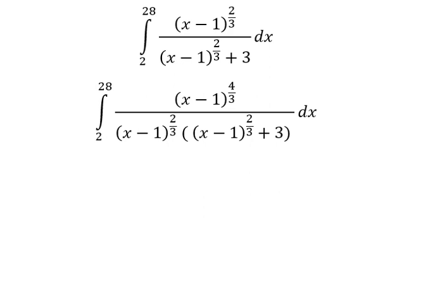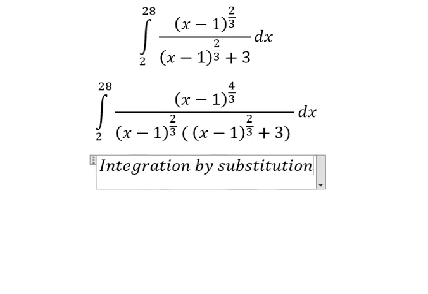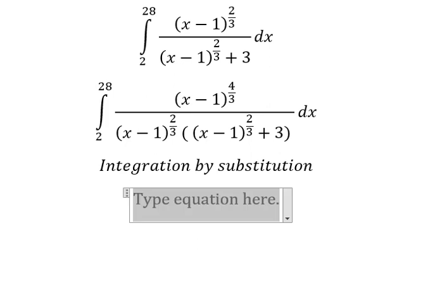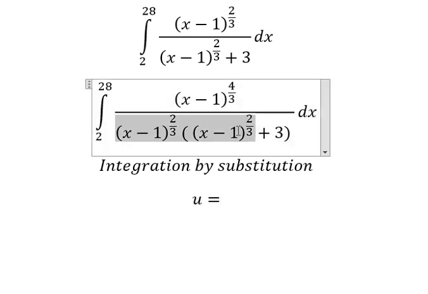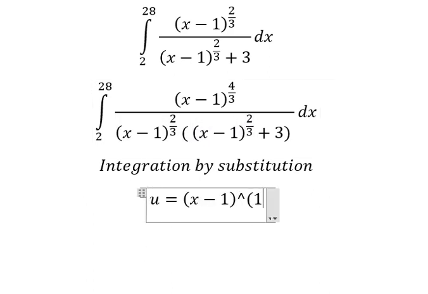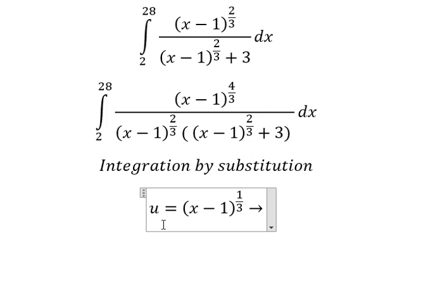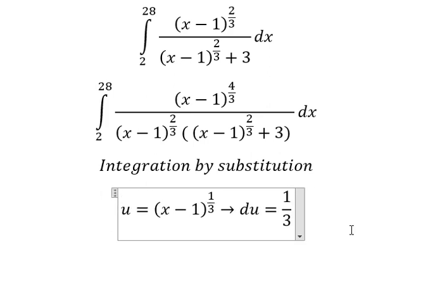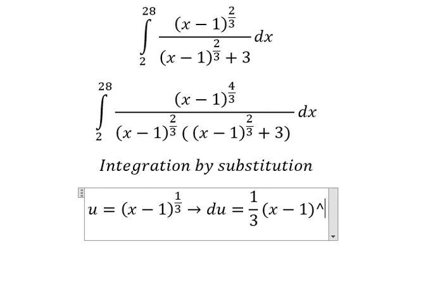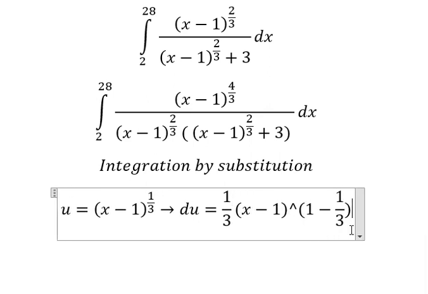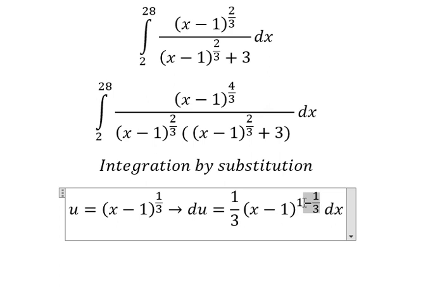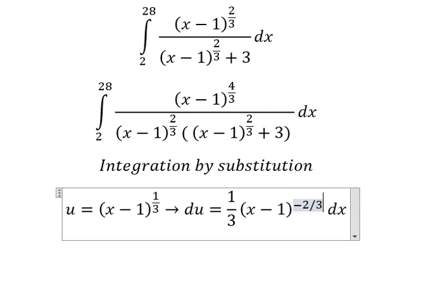Next, we can use integration by substitution. I will put u equals x minus 1 to the power of 1 over 3. Next, we take the first derivative of both sides, and we have du equals 1 over 3 multiplied by x minus 1 to the power of 1 minus 1 over 3, and this one gives us negative 2 over 3.